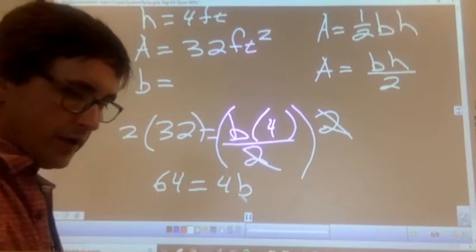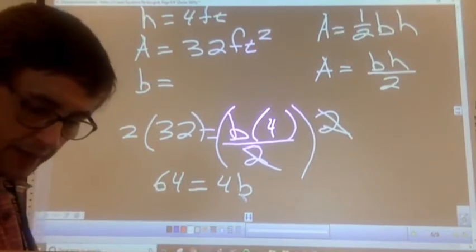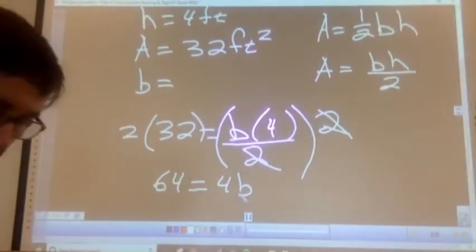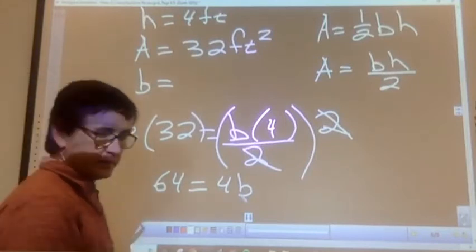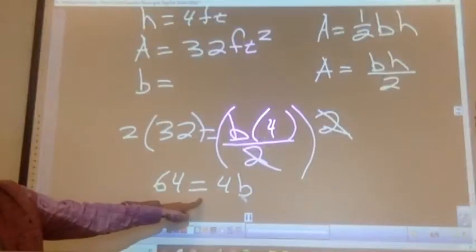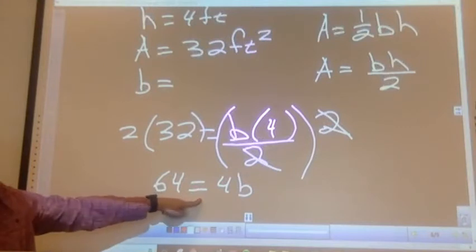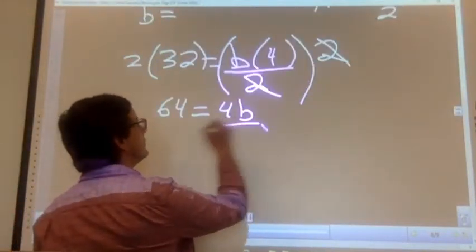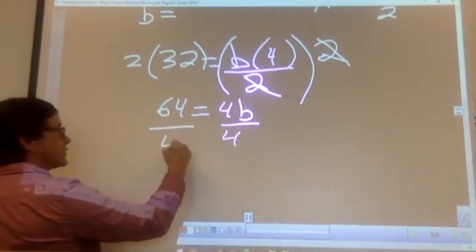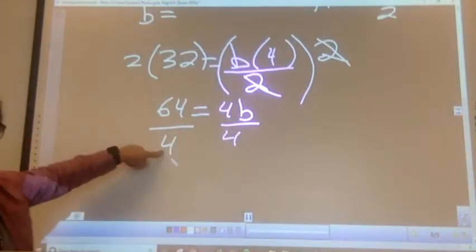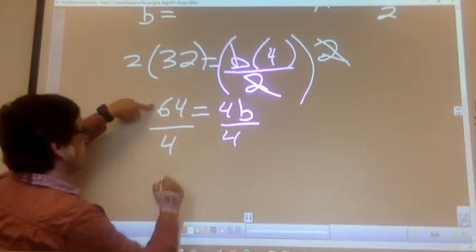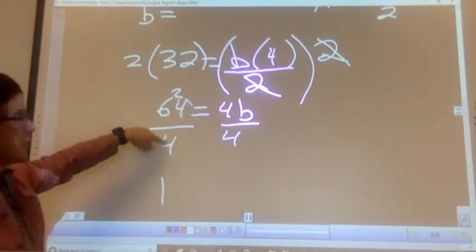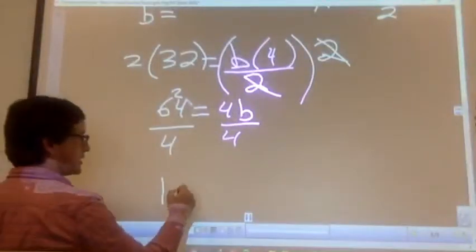And what is the last step? How about Jeff? Last step, you would divide the 4 to both sides. Divide 4 on both sides. 64 divided by 4. 4 divides in 1 time, 2 left over. 4 divides into 24 6 times.